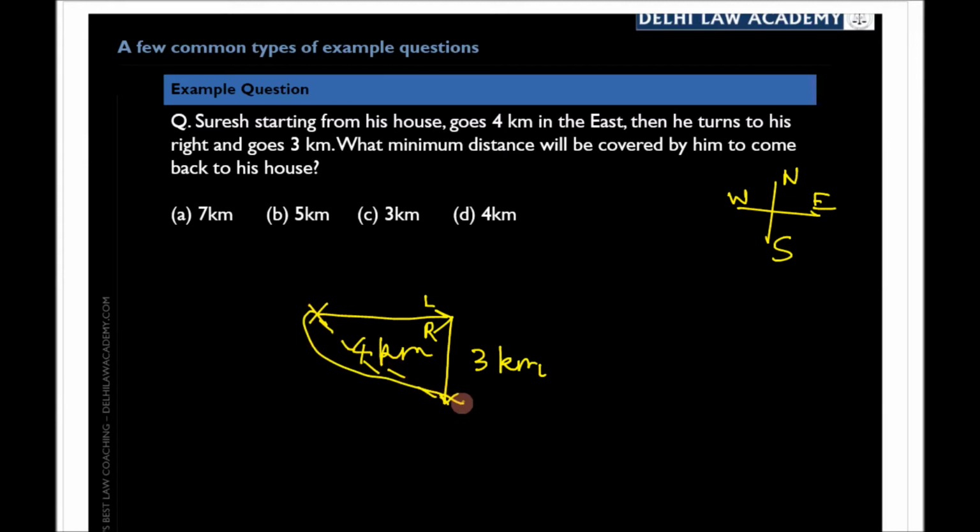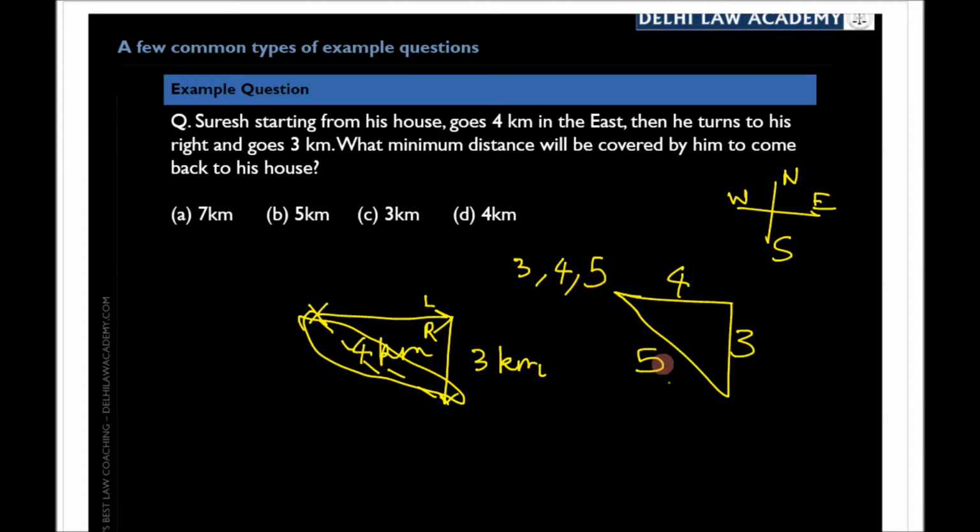We already know that in a right triangle, if one side is 4 and one side is 3, then without even thinking we can say that the third side is 5. Why? Because this is a Pythagorean triplet. This is a 3, 4, 5 Pythagorean triplet. So this distance, which is the shortest distance back to Suresh's house, is nothing but 5 kilometers, which is the correct answer.